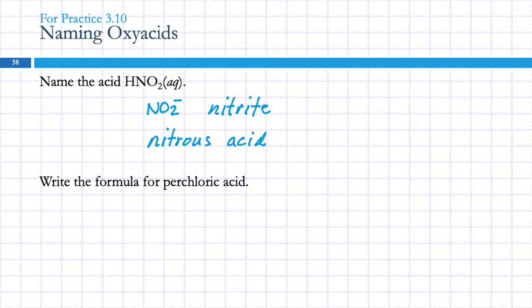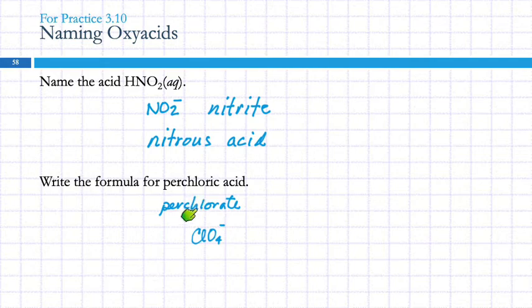Okay. Write the formula for perchloric acid. So we're going to do the process backwards now. This acid name ends in ic, so we're going to change that to ate. So this comes from the perchlorate ion. So we need the formula for perchlorate. Anybody? ClO4 and a -1 charge.